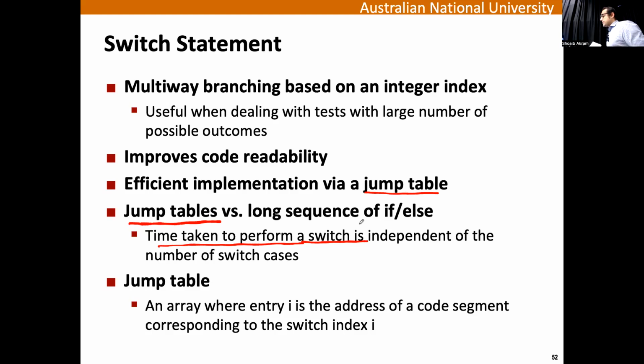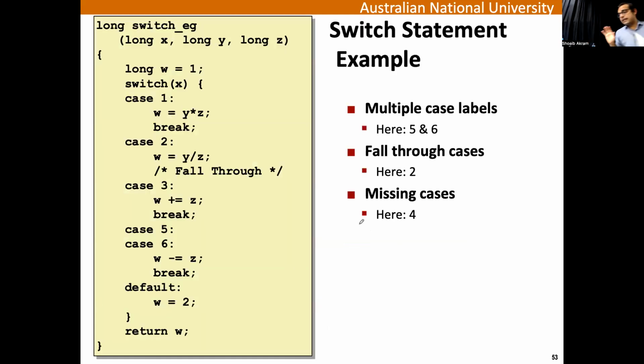And a jump table is just an array where each entry is the address of a code segment corresponding to the switch. All right, so here's a jump table. It has some very interesting properties.